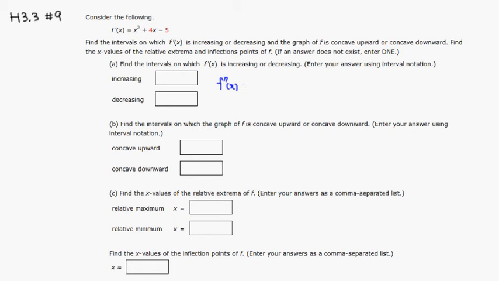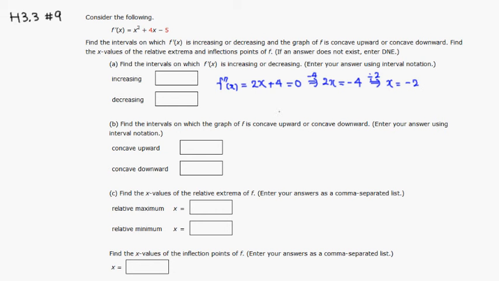Derivative of x squared would be 2x. And derivative of 4x would be 4. And derivative of negative 5 is 0. So that's that. We're going to set that equal to 0. We can subtract 4 from both sides to get 2x equals negative 4. Then we can just divide through by 2 to get x equals negative 2.